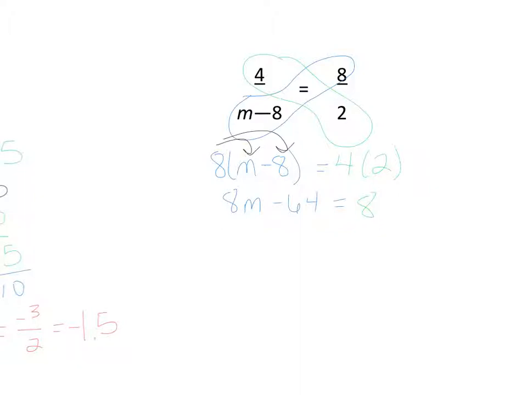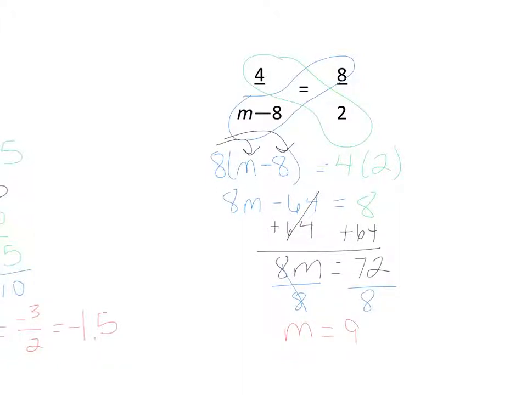Now we can go through and solve the equation. We'll add 64 to both sides, because we want to make that 0 pair, and we get 8m is equal to 72. And now we can come in and divide both sides by 8, because it's the inverse of multiplication, and we get that m is equal to 9.